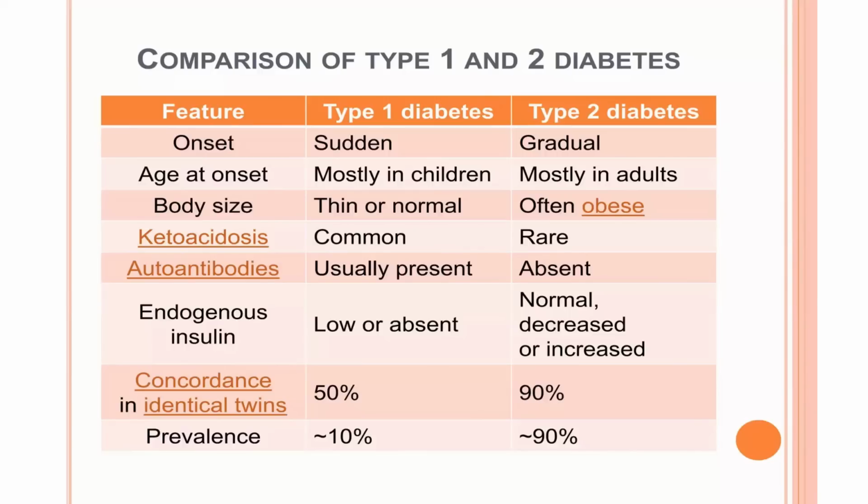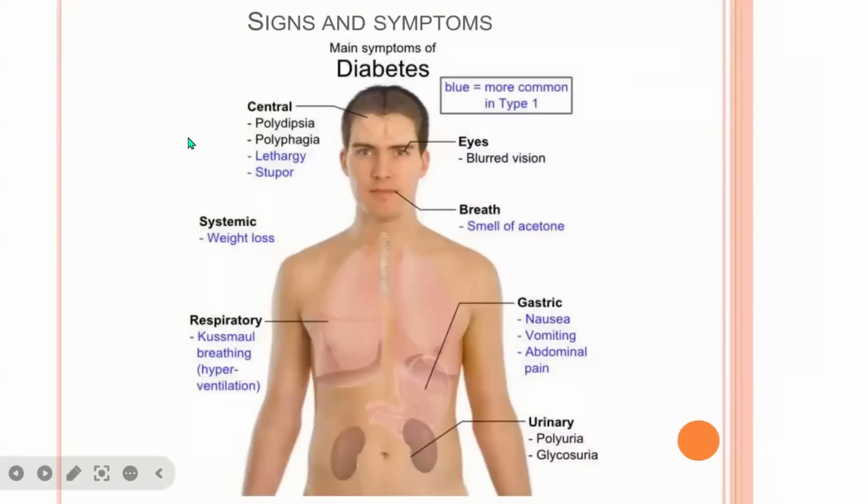So then the next one is concordance in identical twins. So it's 50% in type 1 while 90% in type 2. Sorry, it's 90% prevalence for type 2. So these are actually some of the signs and symptoms of diabetes.